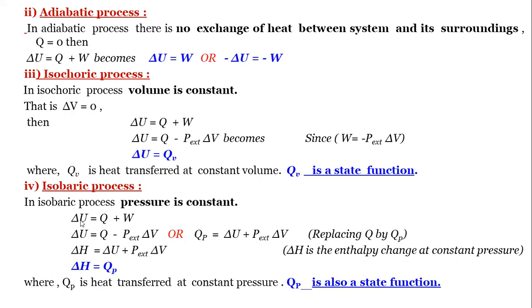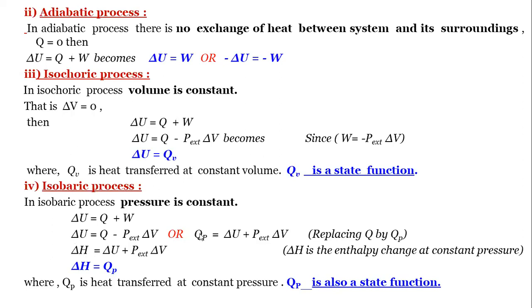We have to shift this delta U into the right hand side. So QP is equal to delta U plus P into delta V. But this QP is the heat transferred at constant pressure. In thermodynamics, we are going to introduce a new symbol, delta H. So delta H is nothing but the enthalpy change at constant pressure. So delta H is equal to QP.